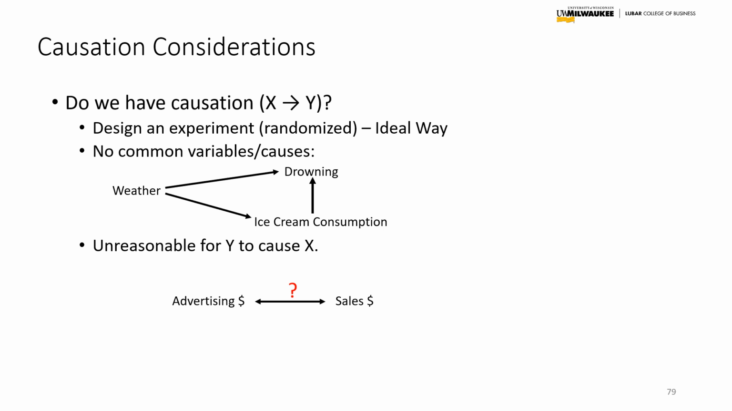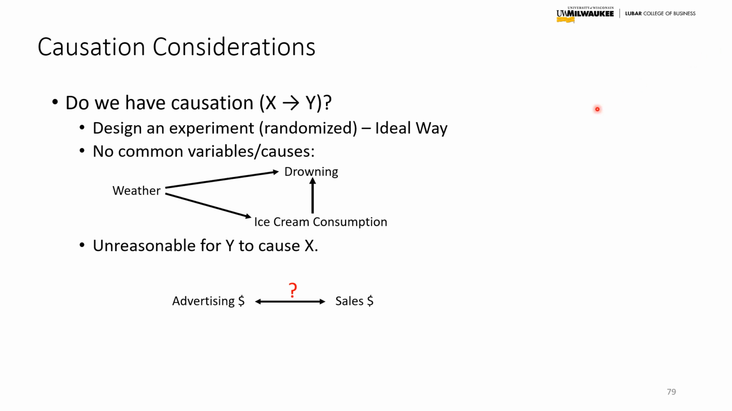Determining causation beyond correlation is a non-trivial task. How do we know beyond X and Y being related that X causes Y? One way is to design an experiment, a randomized experiment. That's the ideal way of doing things. And we alluded to that already with the hydroxychloroquine story. Other considerations that you might take at hand is your thought processes to, let's say, eliminate common variables.